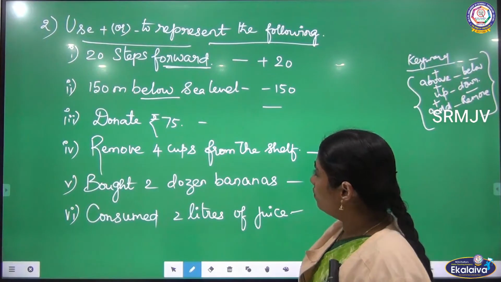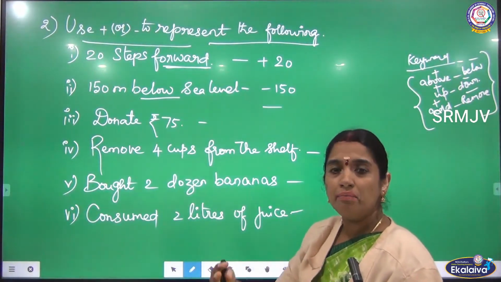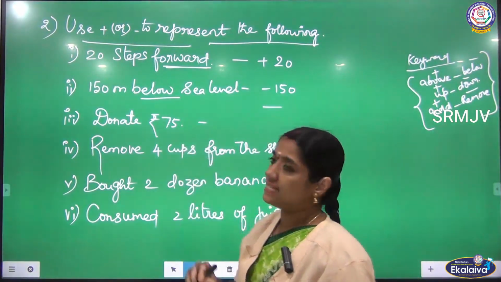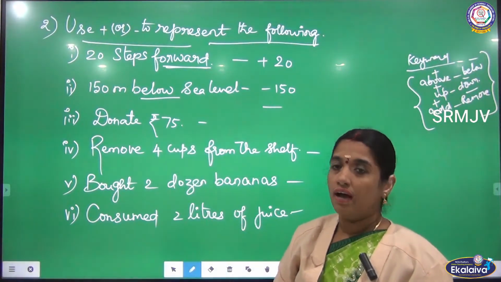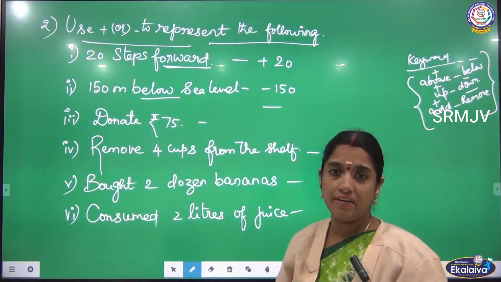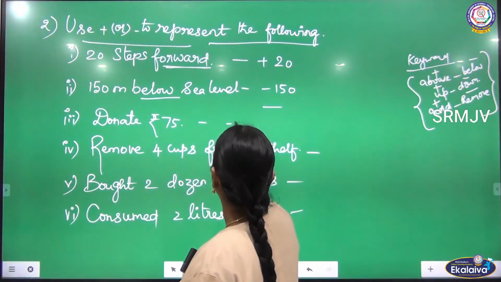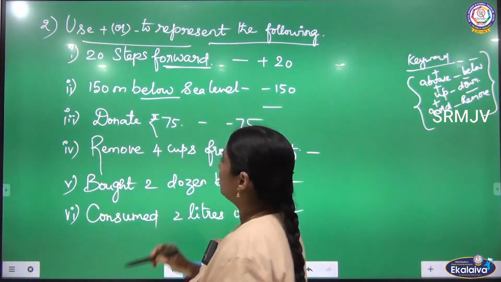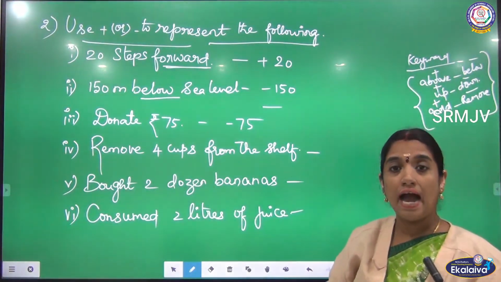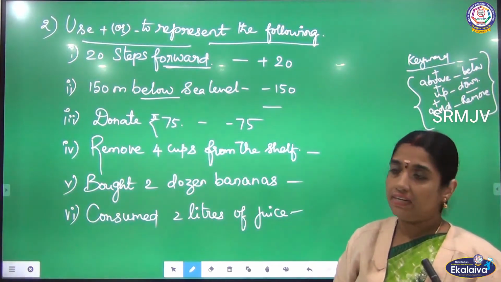Okay. Now, donate. Donate means I am giving. Donate rupees 75. So of the total amount I am having, I am donating 75 to someone, which means what? Minus 75. Suppose if I am getting, it is plus for me. I am giving to someone, so what is that? Minus 75.